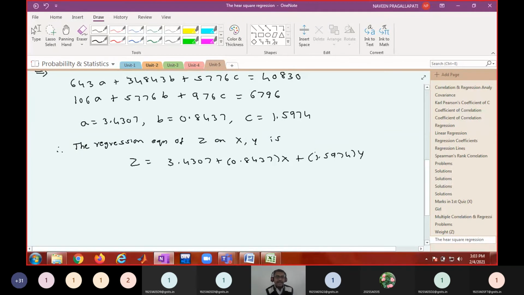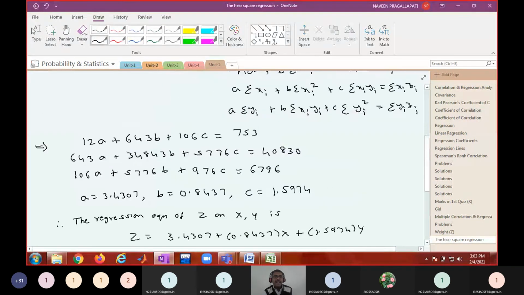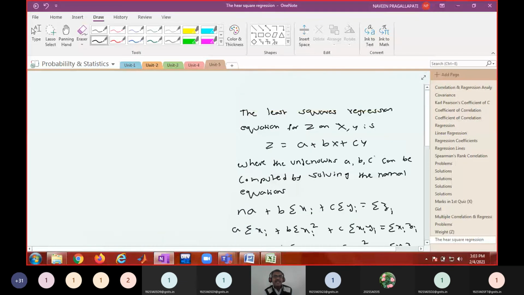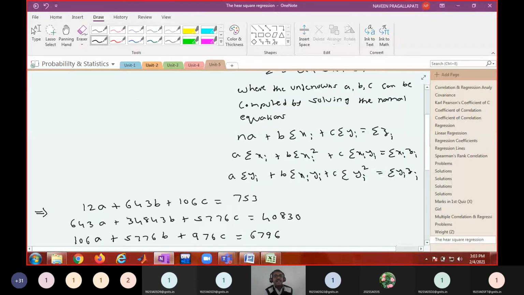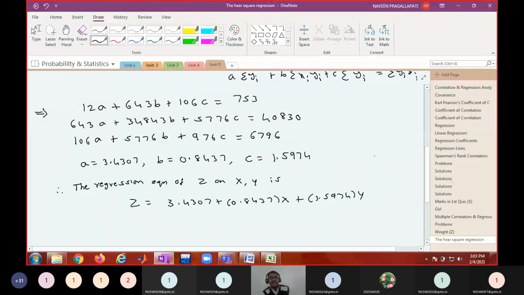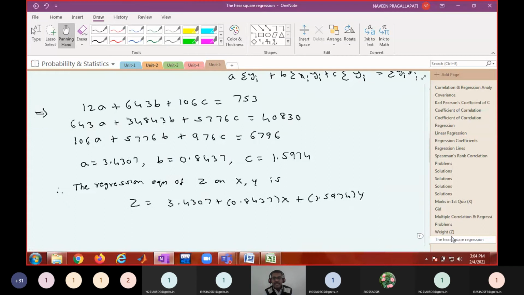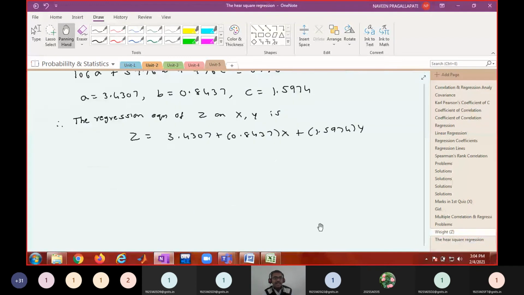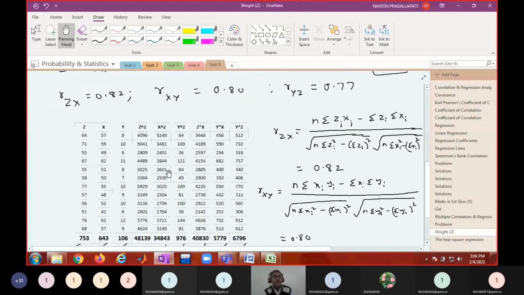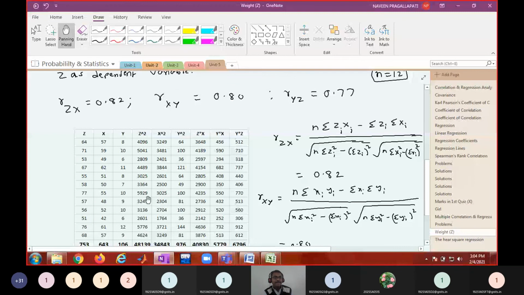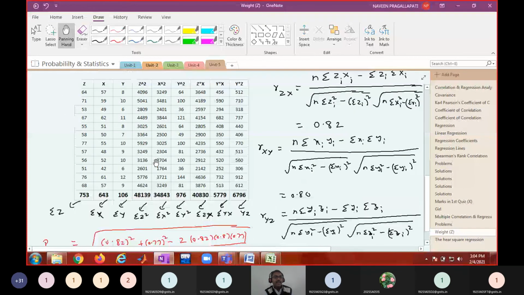multiple regression. Similarly, one can ask for a regression equation of x on y, z, or regression equation of y on x, z. You write down the normal equations accordingly by changing the roles of x, y, z, but the table sums are there. Once you have this table, this will work for both multiple correlation as well as multiple regression. So you prepare this table, then everything is easy.